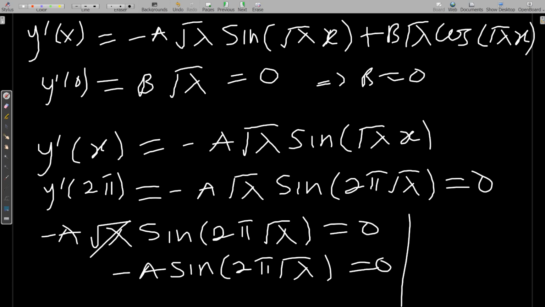The only solution we'll get here is a trivial solution. So we'll have to put sine of 2 pi square root of x equals 0. Now, let me just say this again.